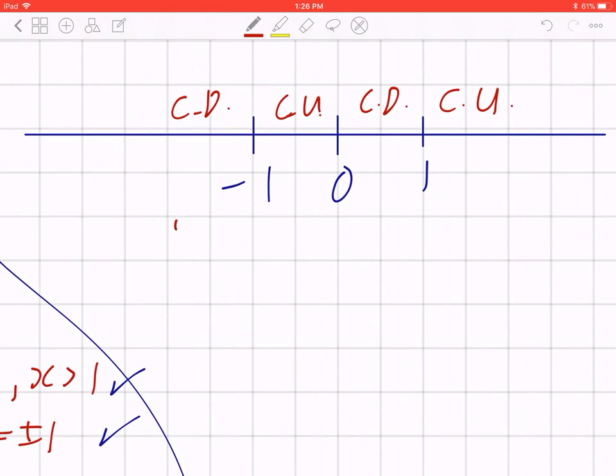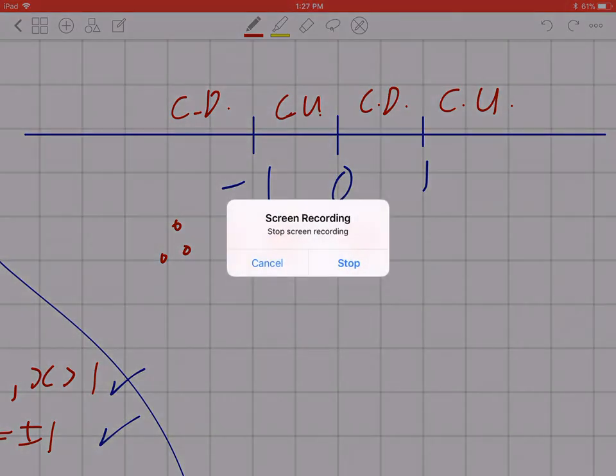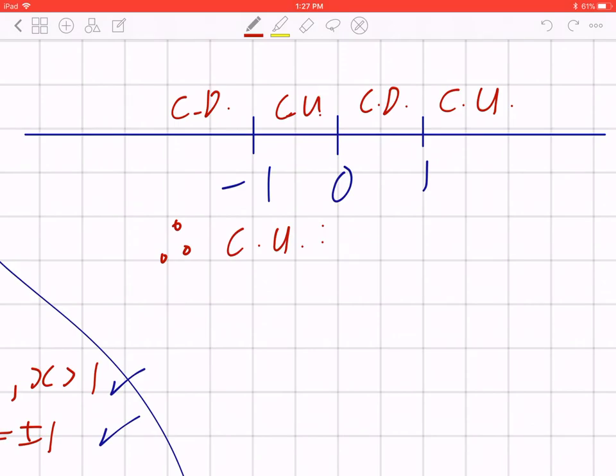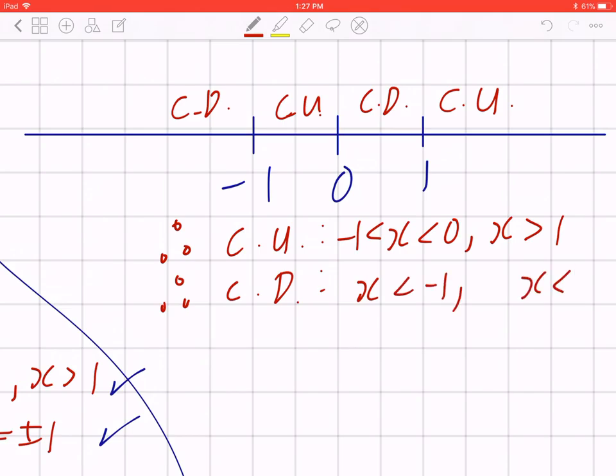Now, again, let's just write this down for the sake of consistency. Therefore, it's concave up when it's less than -1. It's concave up when it's in between -1 and 0, when it's greater than 1, and therefore it's concave down when it is less than -1 or when it is between 0 and 1.